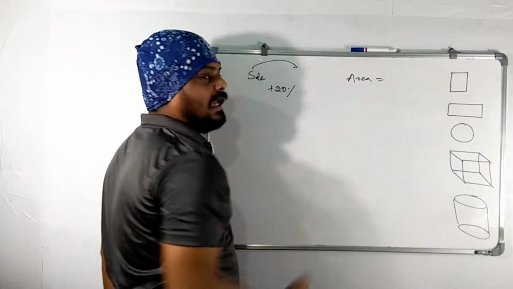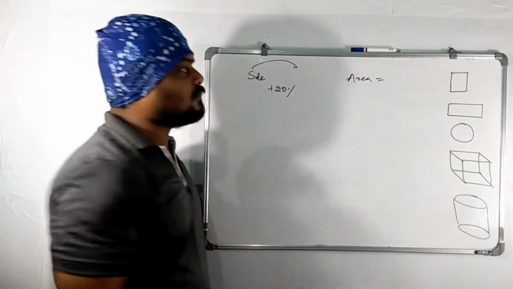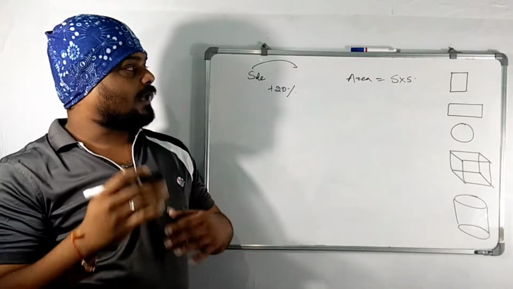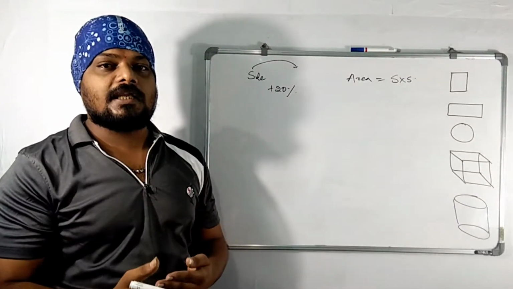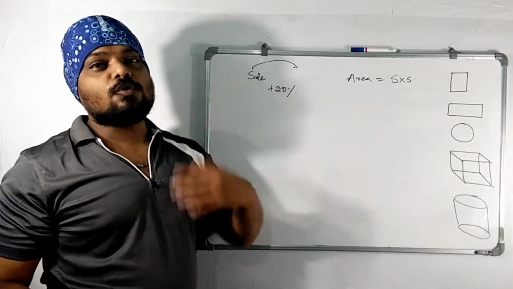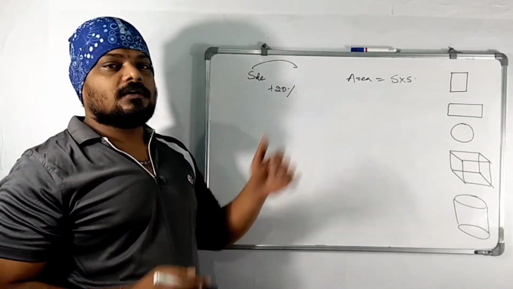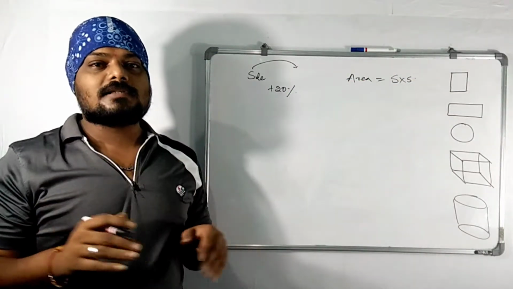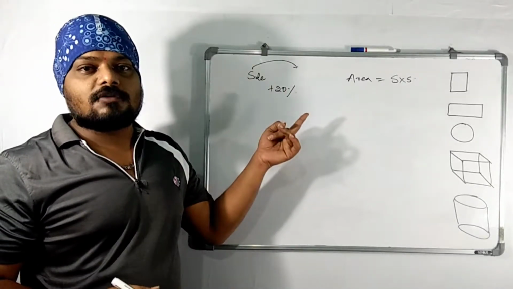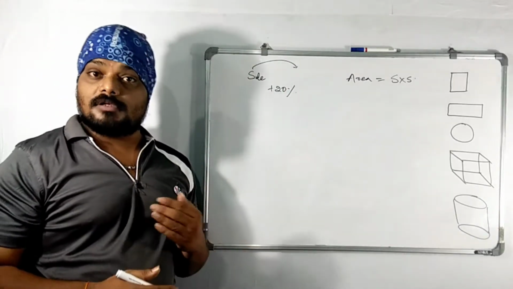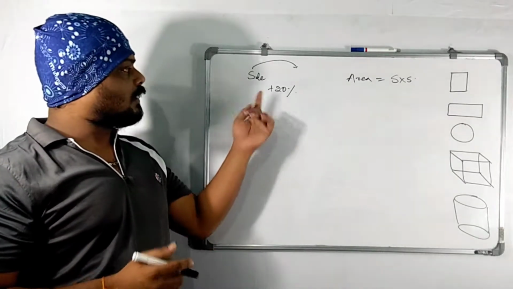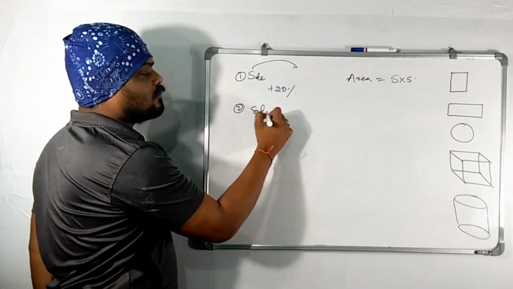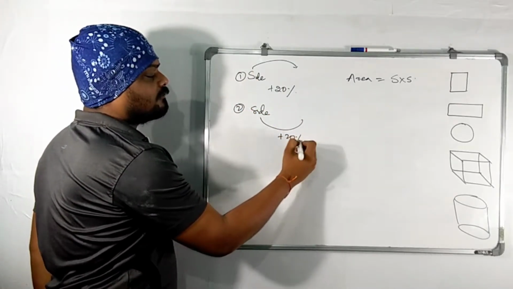What is the formula of area? Side into side. If you have to find out the percentage change in area, then you need two of the sides of the square. What are the properties of a square? All sides are equal. If one side is increased by 20 percentage, then all the sides of the square will be increased by 20 percentage. So here the first side will be increased by 20 percentage, and the second side will also increase by 20 percentage itself, isn't it?